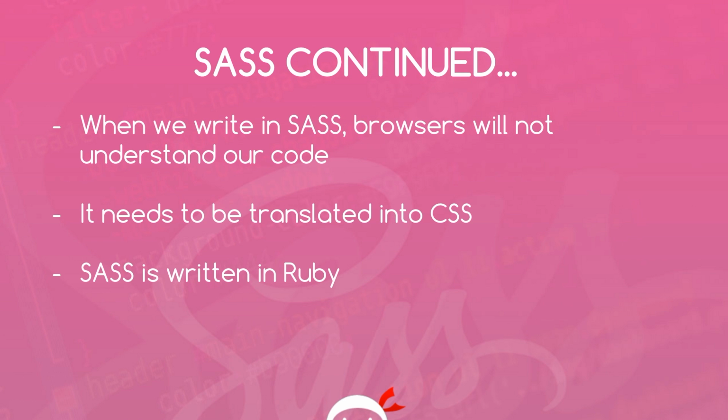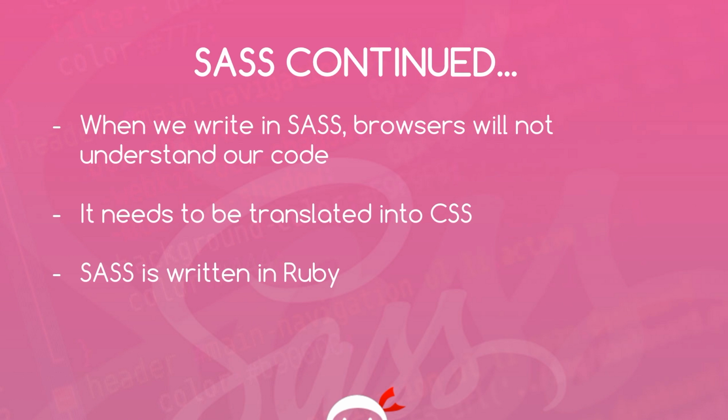Now, when we write in SASS, browsers are not going to understand our code. It is not CSS we're writing in, it's SASS, which is completely different, even though it looks quite similar, okay? So what we need to do is take that SASS, once we've finished it, and translate it into CSS so that a browser can understand it and display those styles on a web page.